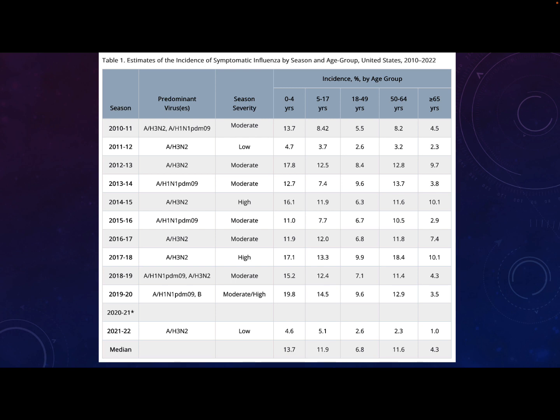And then these are showing what was the predominant virus that went around, how severe was the season. So it goes back from 2012. Here's that 2017, 2018 season. It was a very high, severe season. It was influenza A, and it happened to be one of the H3N2s.